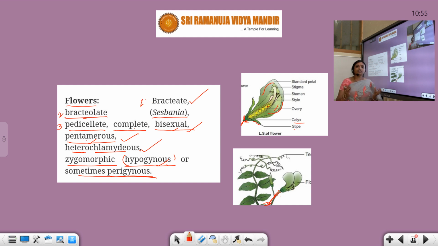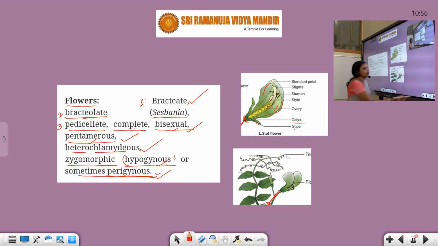The other parts are present at the rim of the thalamus, because the receptacle forms a cup-like structure, and on the rim the remaining floral parts are situated. The ovary is half superior: half of the ovary is on the outer side, half is inner. So half superior, or you can say half inferior ovary. Here we are describing the flowers, so we write perigynous flower, and mostly in this family perigynous flowers are seen. That means the ovary position is half superior. So this is how we describe flowers.